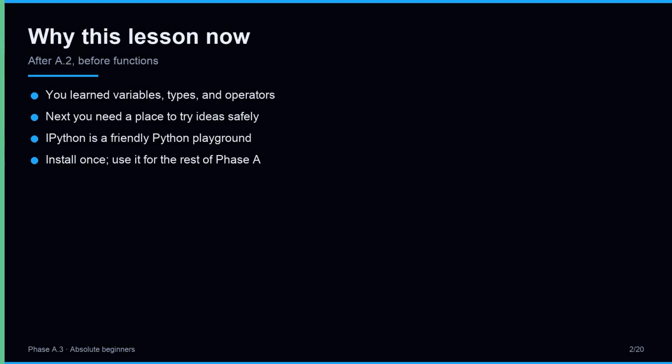You finished phase A.2, variables, types, and operators. Before functions, you need a calm place to try ideas. IPython is that place, an improved interactive Python. Install it once, then use it for practice in later lessons. Especially remember, you learned variables, types, and operators. When that feels clear, continue, there is no rush.